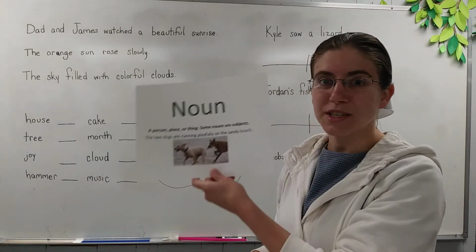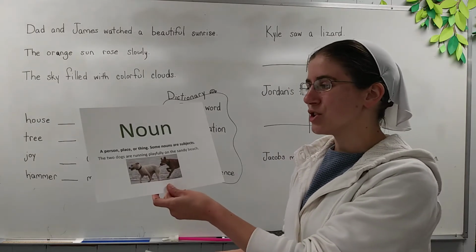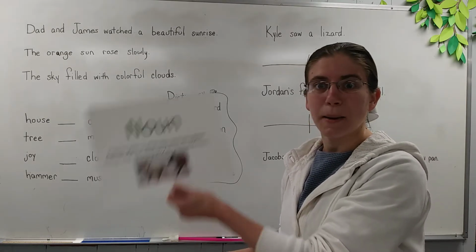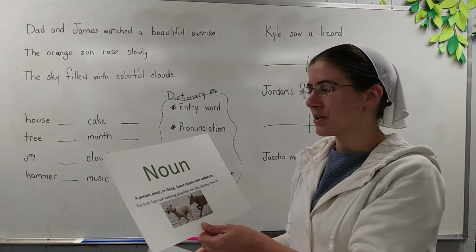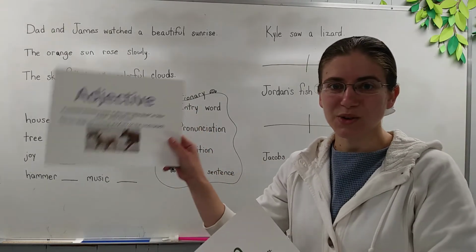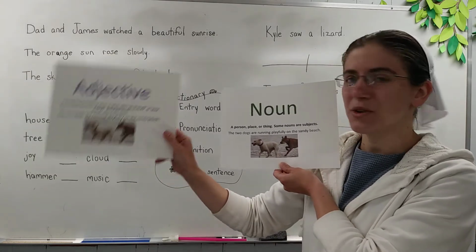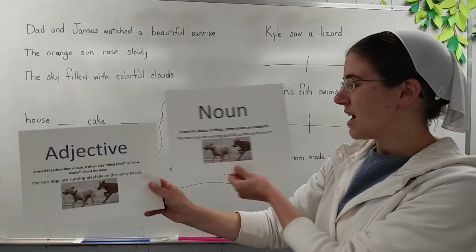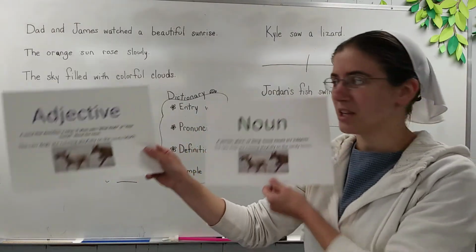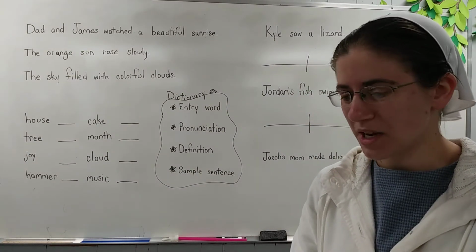A noun is a person, place, or thing. Okay, the two dogs are running playfully on the sandy beach. Those are both nouns. And adjectives tell what kind or how many nouns. How many dogs? We have two dogs. And what kind of beach? There is a sandy beach. So the adjectives tell what kind or how many.